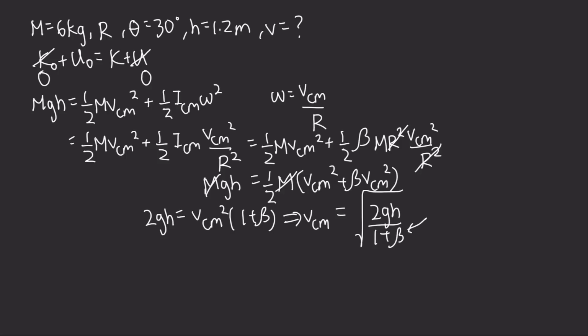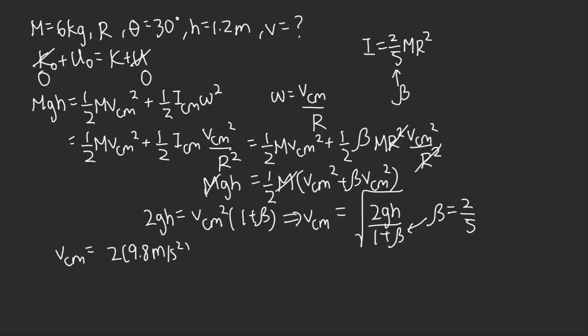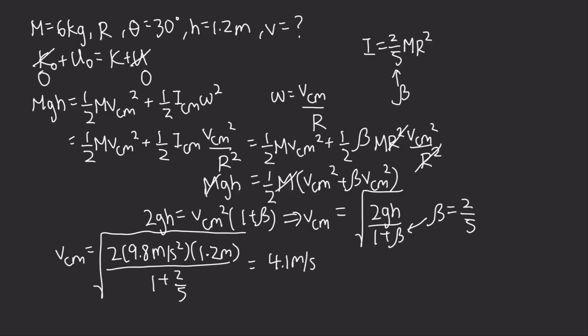And beta here, for a solid sphere, is 2 over 5, because the rotational inertia of a solid sphere is 2 over 5 m r squared. And this value over here is the beta. And if we plug in all the values, we will get that v_cm equals the square root of 2 times 9.8 meters per second squared times h, which is 1.2 meters, divided by 1 plus 2 over 5. And if we take the square root of this entire thing, we get v_cm is equal to 4.1 meters per second.